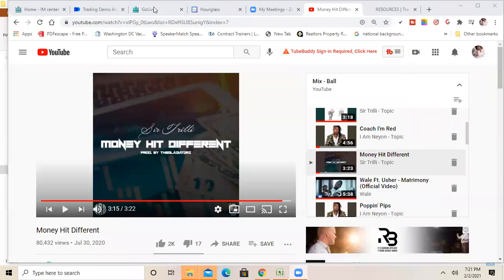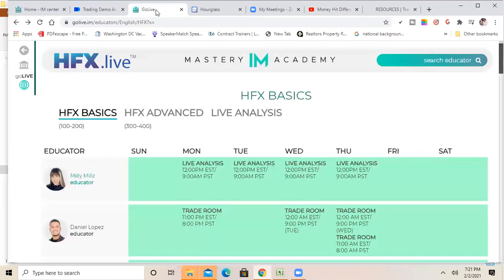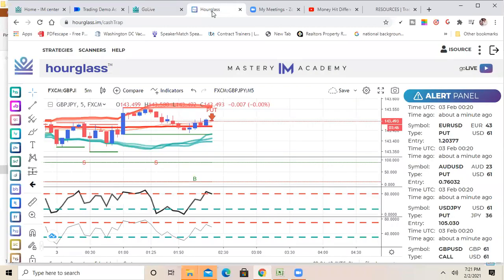There's going to be two platforms that we use. One, when you use the HFX package and you subscribe and purchase the Hourglass add-on, you're going to click hourglass.im. Hourglass.im. It's the easiest way to get into your software.